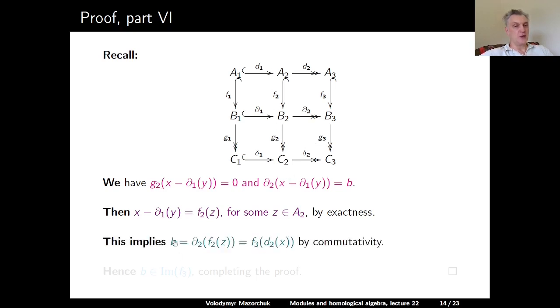And so now we can write our element b as partial 2 applied to F2 of z, which is equal to F3 applied to D2 of x using the commutativity of the top right square of our diagram. And so we see that the element b belongs to the image of F3. And this completes the proof. So this proves our 3 times 3 lemma.